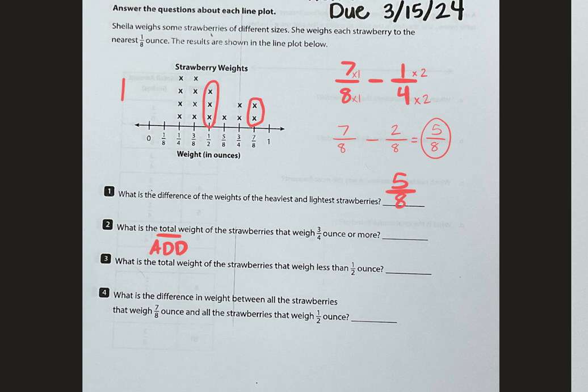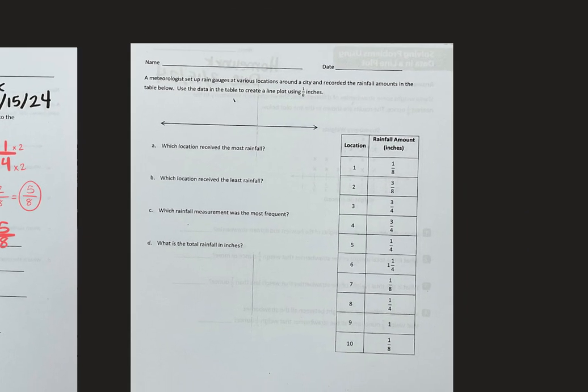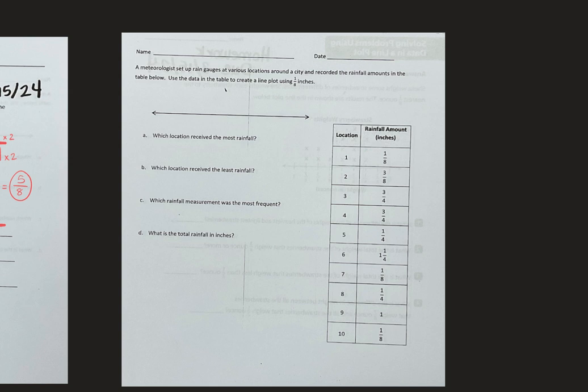Okay, and you can listen to this video again to me explaining exactly how to solve these. That's fine, but really, you guys can use your knowledge of reading that question and figuring out what you need to do to solve that problem. Okay, so you're going to solve that side. And then when we look at the back side, it says a meteorologist set up rain gauges at various locations around the city and recorded the rainfall amounts in the table below. It says use the data in the table to create a line plot using 1/8 inches.